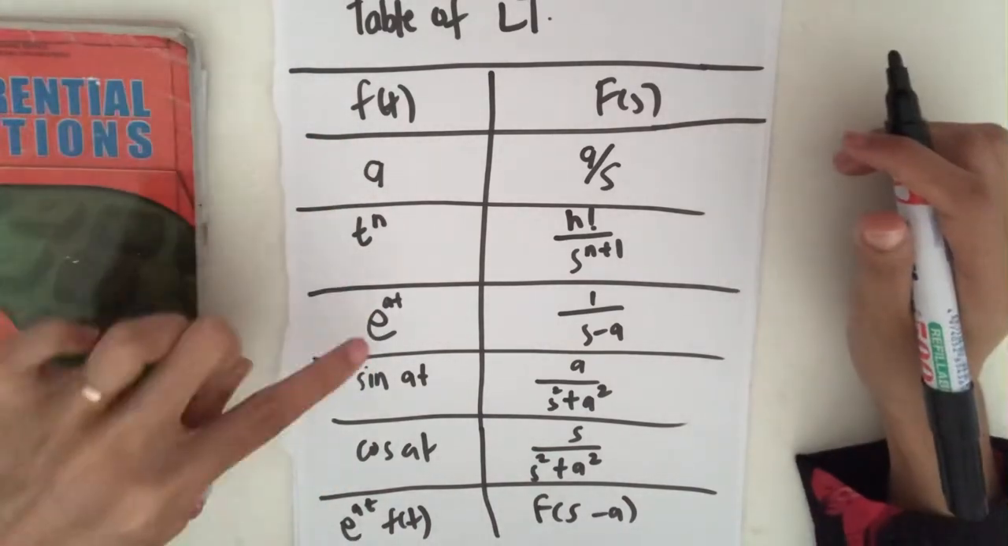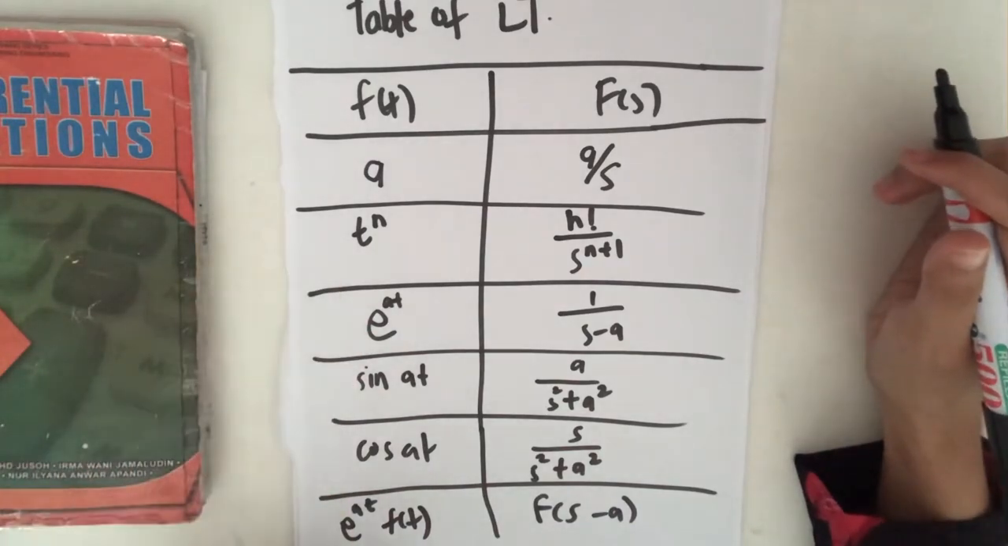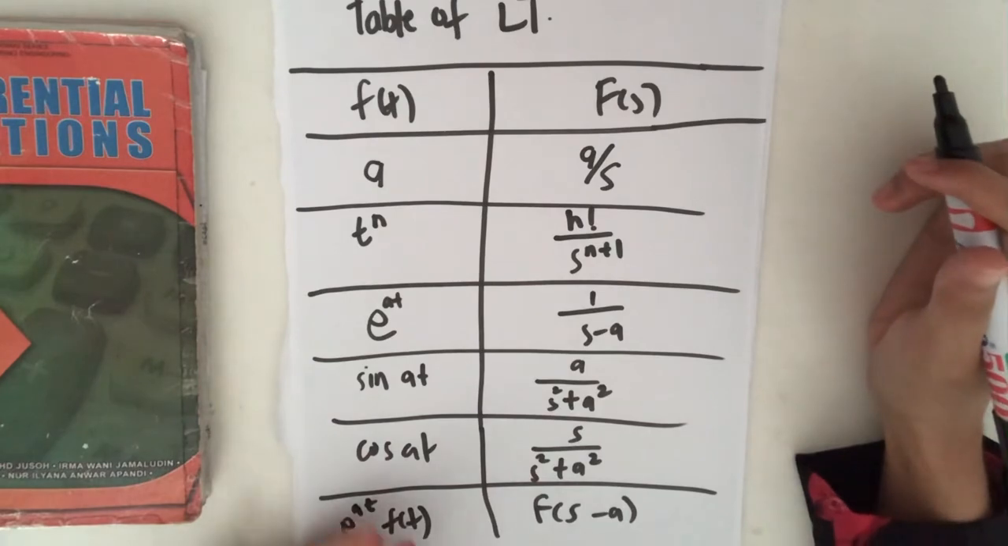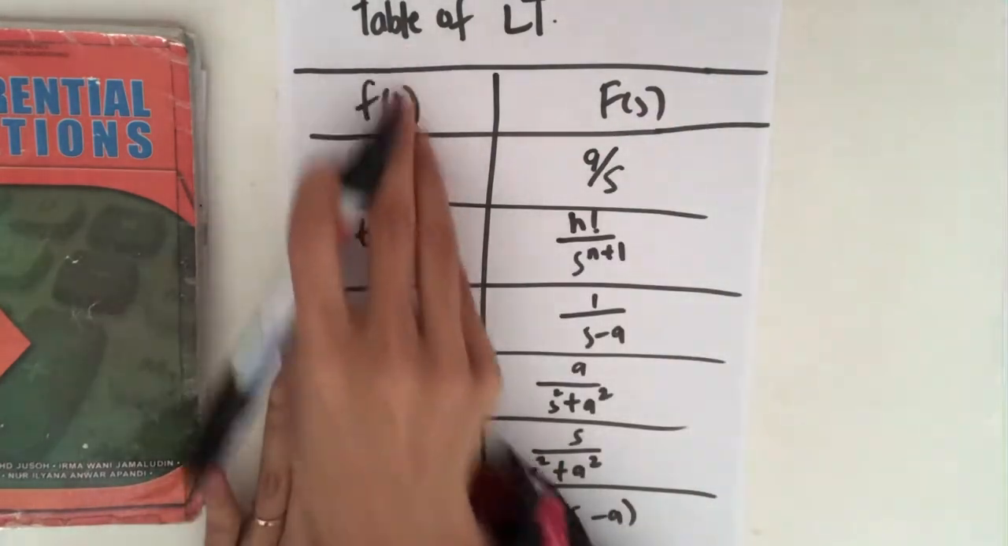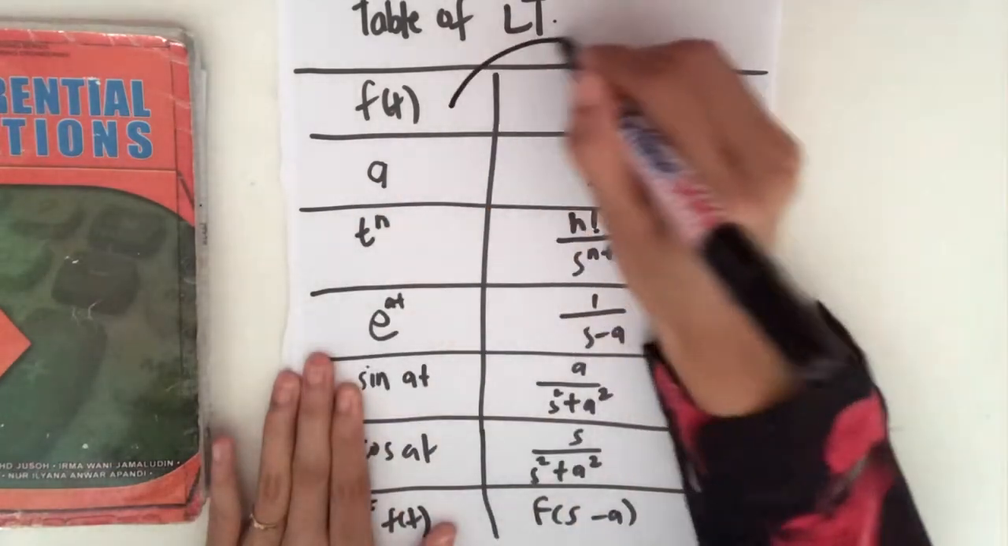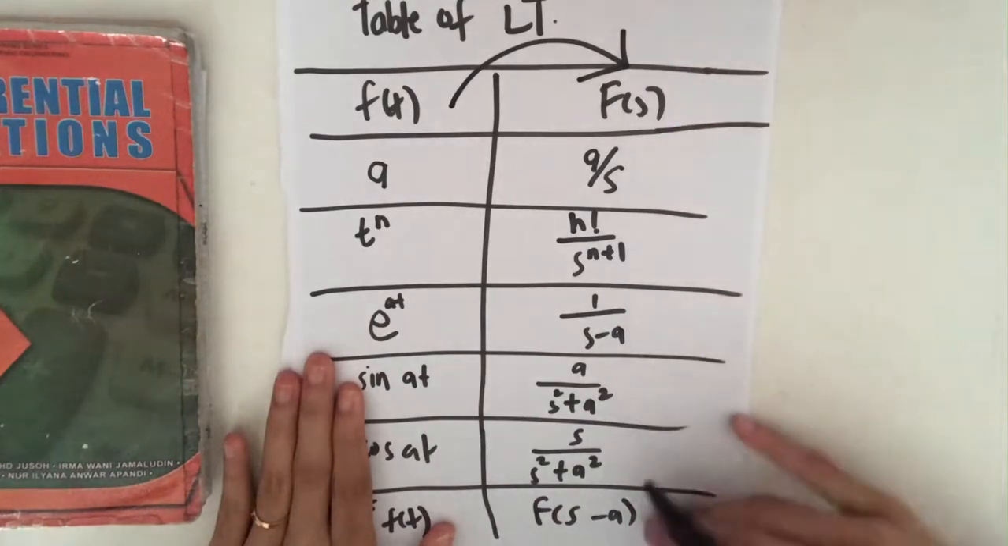For example, the Laplace transform for t to the power of n, the Laplace transform for e to the 2t, the Laplace transform for cos 5t. And how do we use this table? We look at this side and we get the answer at this side. So this is the answer that we will get.